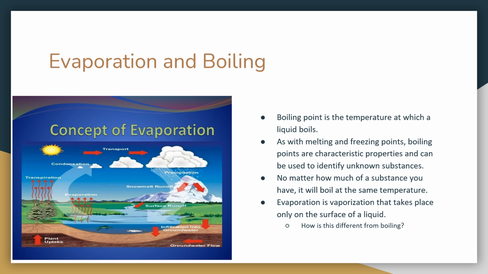So how is this different from boiling? Boiling occurs both above and below the surface of a liquid at a substance's boiling point. Evaporation occurs only at the surface of a liquid, and it can occur at any temperature. So you should use the information that I just gave to answer the following. Based on the information given, write down the main differences between boiling and evaporation.